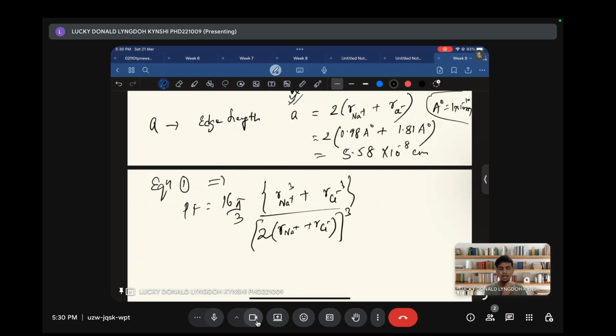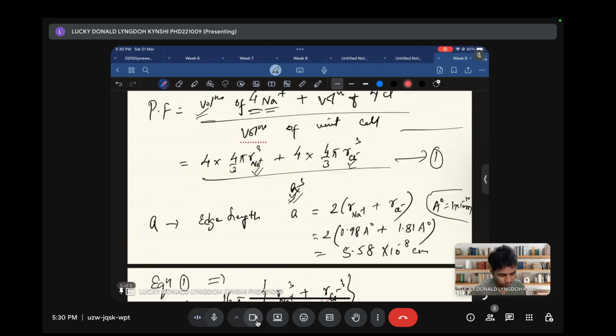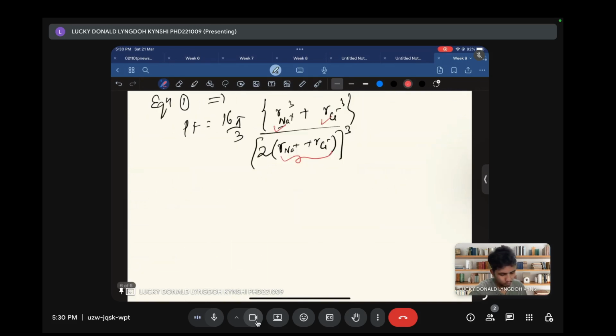So now it is direct. You can just substitute the radius of Na, and the radius of Cl. You also substitute this R of Na+ plus R of Cl-, which you already got from here, which is equal to a. Then you can easily get the packing fraction. So let me just do this.